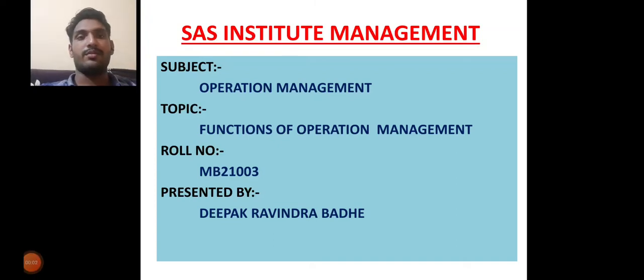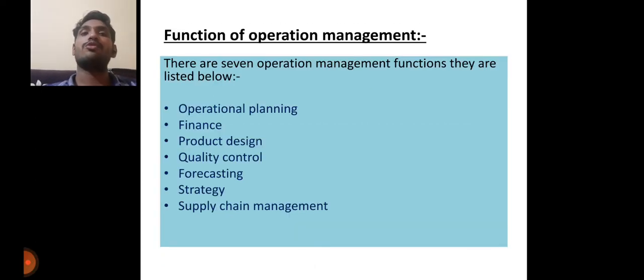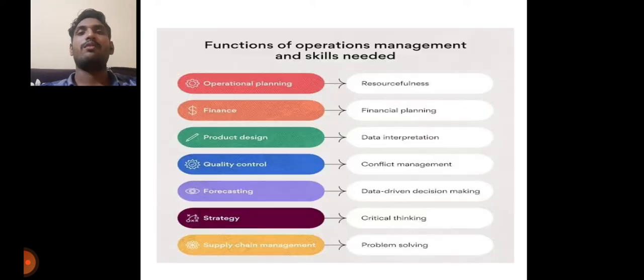Friends, today's subject topic is operations management, and the topic is the functions of operations management. There are seven types of functions of operations management. First is operational planning, second is finance, third is product design, fourth is quality control, fifth is forecasting, sixth is strategy, and seventh is supply chain management.